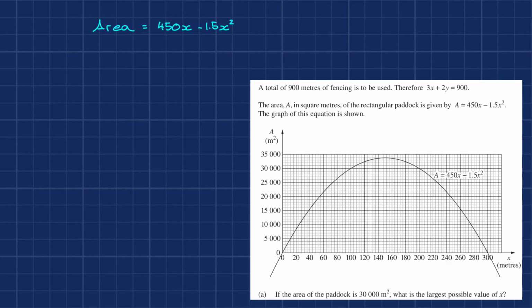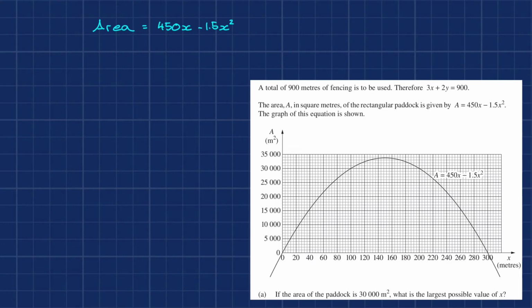The information it gives us is a total of 900 meters of fencing is to be used for a paddock. The equation that it gives us is 3x plus 2y equals 900. So 3 times the x value plus 2 times the y value must equal 900 meters of fencing. The area A in square meters of the rectangular paddock is given by A equals 450 times x minus 1.5 times x squared. And the graph of this is shown below.